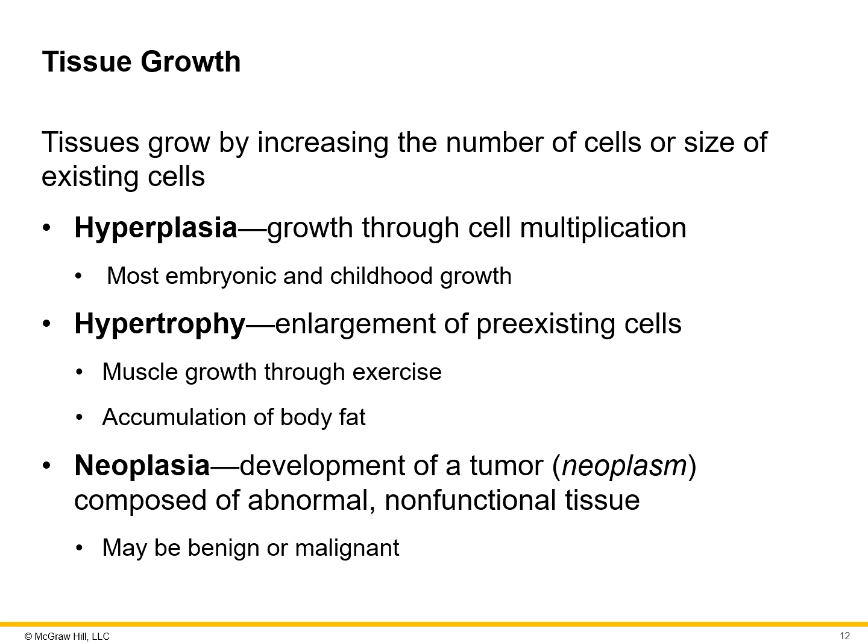When tissues grow, it can grow by increasing the number of the cells that are in the tissue, or it can grow by increasing the size of the existing cells. If we have growth through cell multiplication, so we're increasing the number of cells, that is called hyperplasia. Most embryonic and childhood growth is hyperplasia. You literally need more cells to get larger.